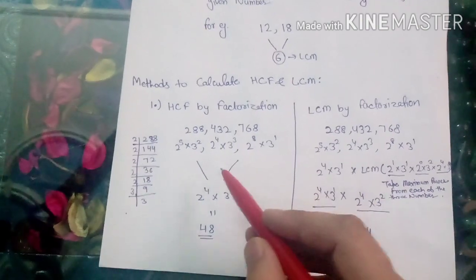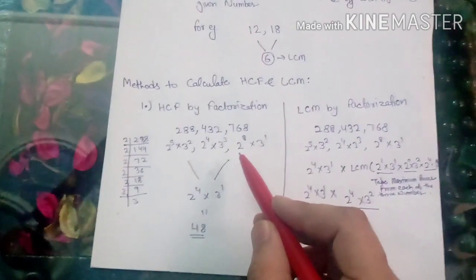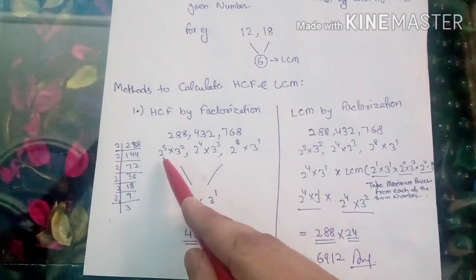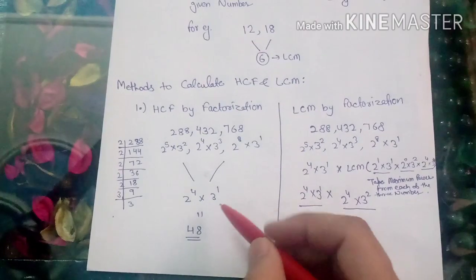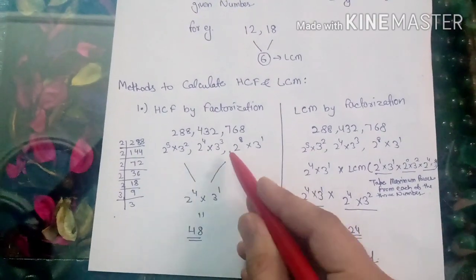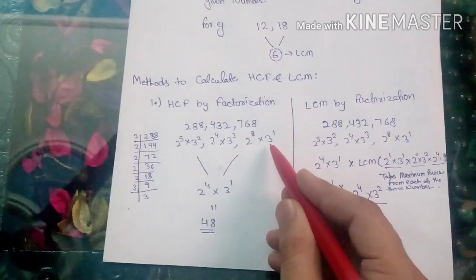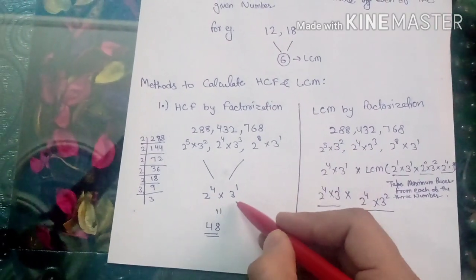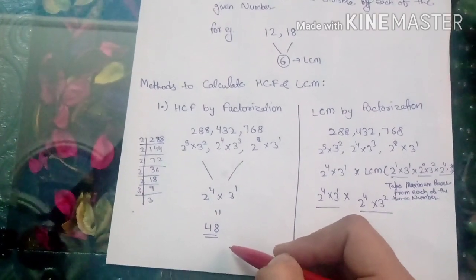So the highest common power which can be taken out of these three given numbers is 2 to the power 4, which is the maximum that can be taken out, and 3 to the power 1 is the maximum power of 3 which can be taken out. So 2 to the power 4 into 3 to the power 1, which is 48, is the HCF of the given numbers.